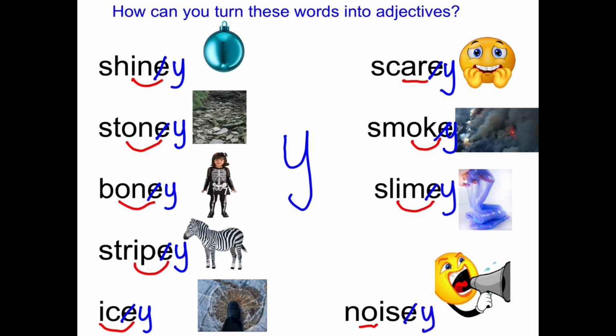So make sure you write the whole word out properly, not just with the crossed out bits, because it can look a bit strange with the crossed out bit. And shiny is one of our minion words, isn't it? And remember, it looks a bit like shinny. So that is shiny. So can you write those neatly into your book?